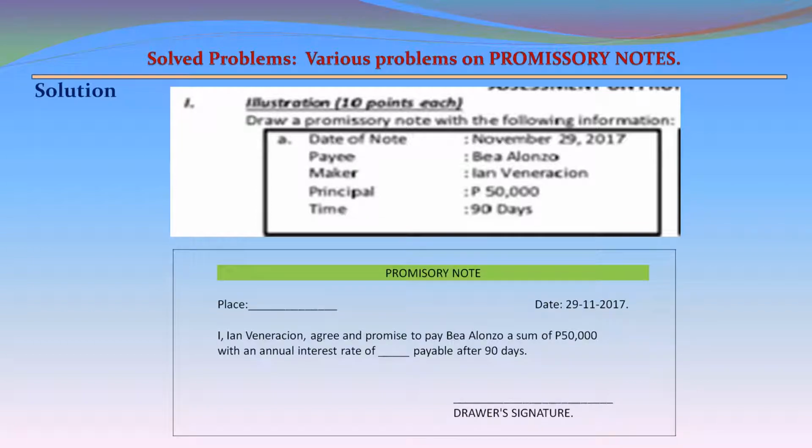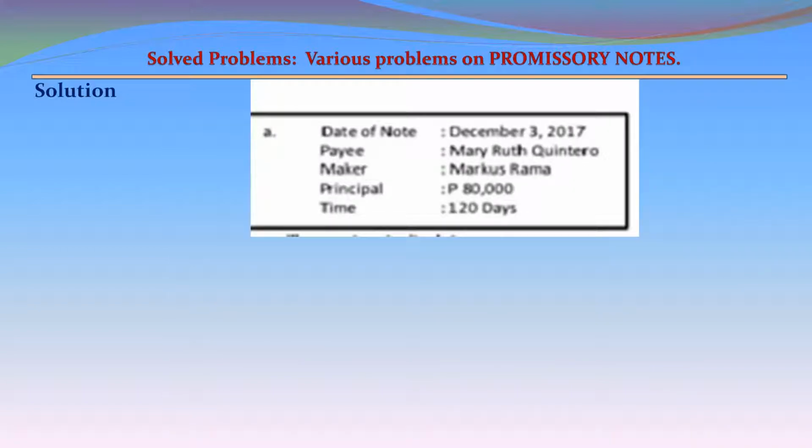In the promissory note, we have to mention the place here. The date is 29/11/2017, already given. I, Eon Veneration, agree and promise to pay Bay Alonso a sum of P50,000 with an annual interest rate of dash, payable after 90 days. Drawer's signature. Same. Prepare a promissory note with the following details.